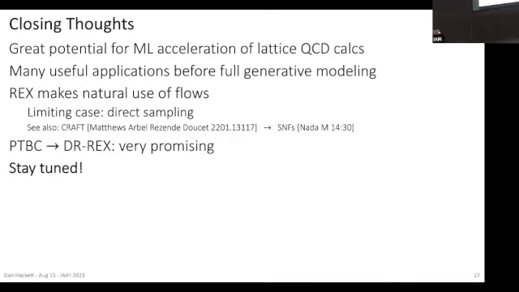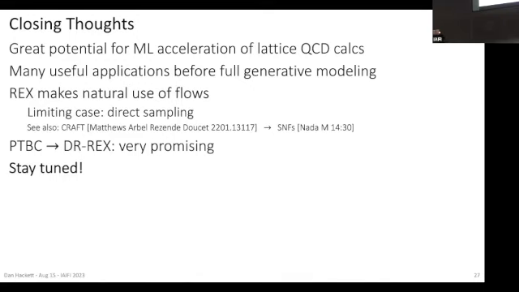So just to close, there's a lot of different avenues to work towards to accelerate lattice QCD calculations. There's a lot of room for creativity. I just showed you a few examples of ways you can think about using them, but you can imagine that there's many more opportunities still.